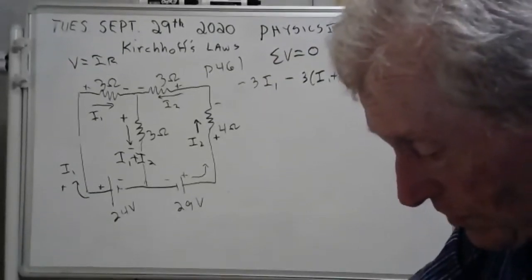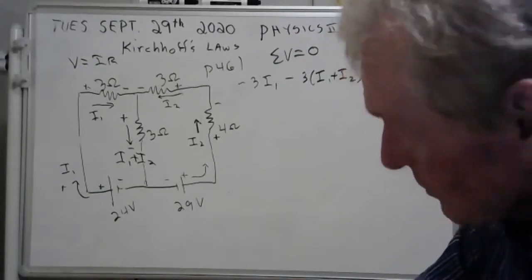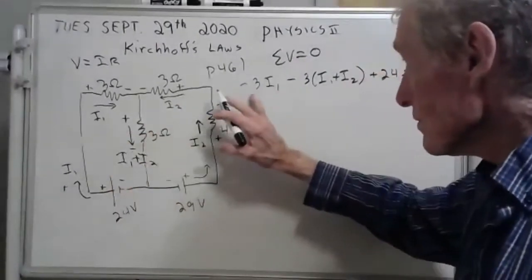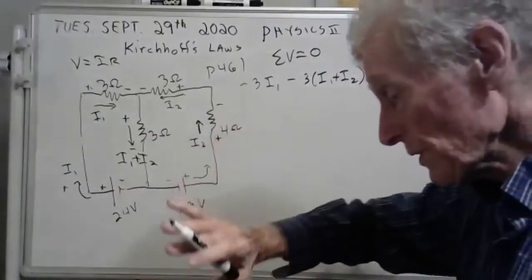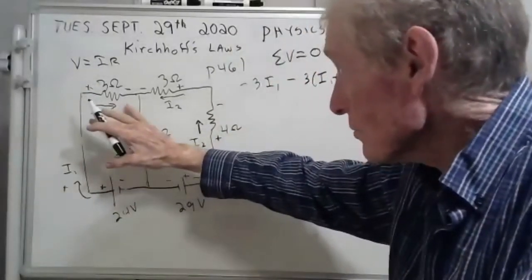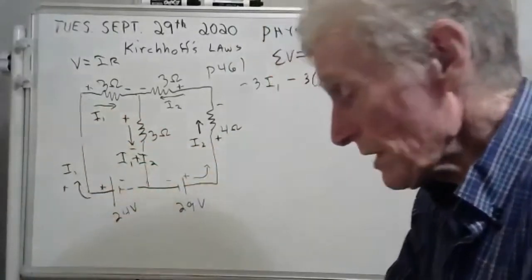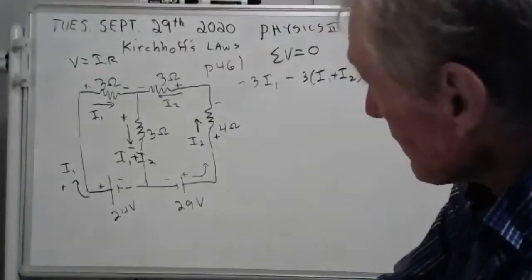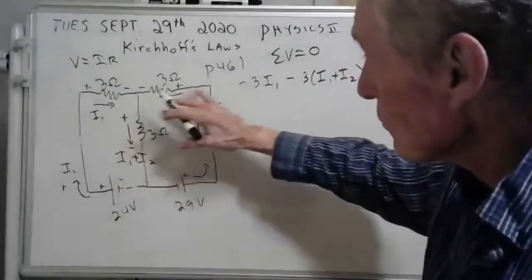See, the reason for that is you've got so much energy. This is energy per charge is what it amounts to. If you're moving a single charge around this loop, you lose energy here, you lose energy here, you gain energy here, and it's supposed to add up to 0. Kind of makes sense. Okay, now we're going to do this loop here.